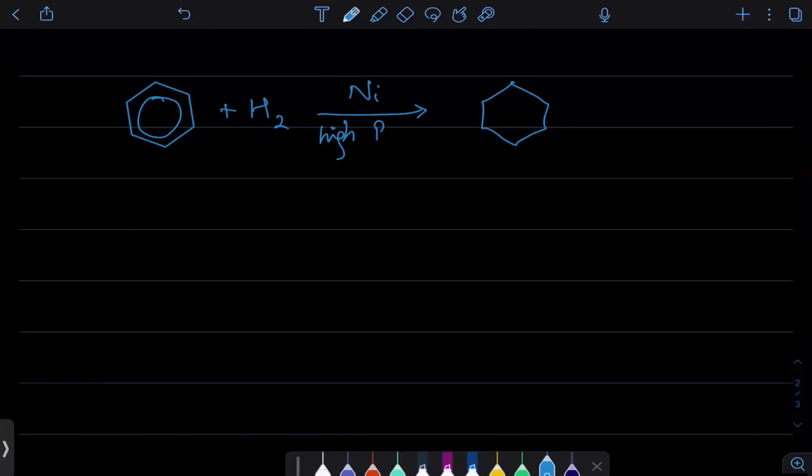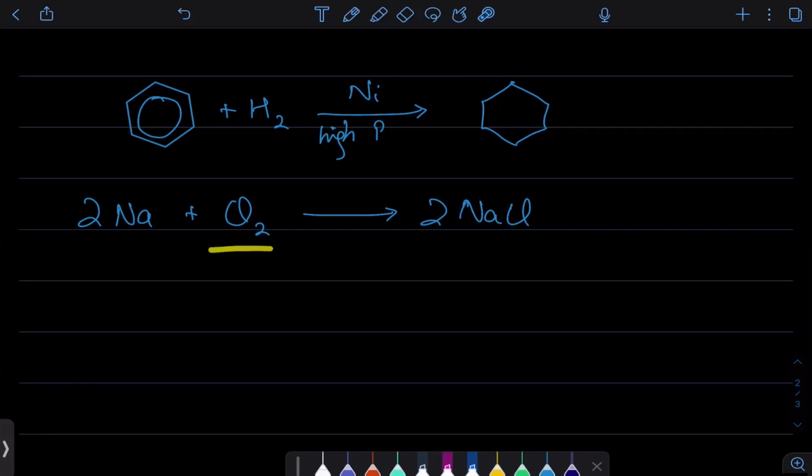Let's say we'll take the simple example of sodium reacting with chlorine. This is producing sodium chloride. This is clearly a redox reaction. Kyun? Use the shortcut. There is an element, definitely redox hai. But how do I prove that ye redox hai?